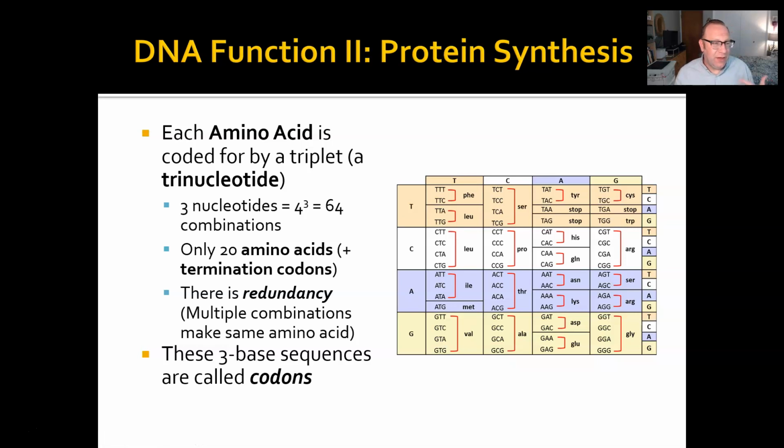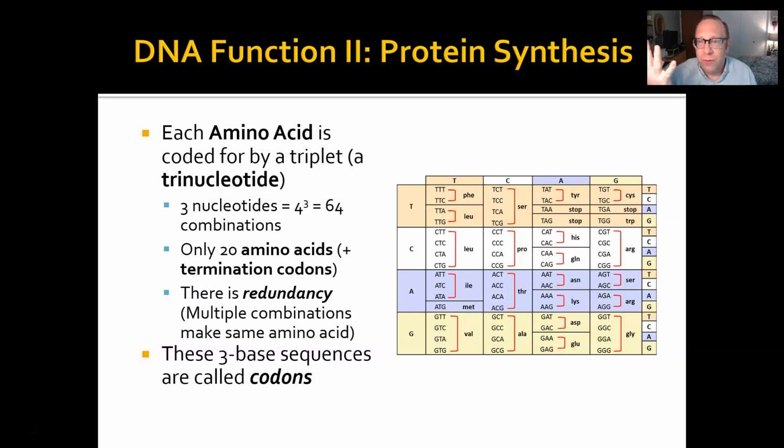Now, as I said, there are 20 different amino acids. Each of those amino acids is coded for by 3-letter sequences in the DNA, plus there's a class of 3-letter sequences called termination codons that simply tell the process to stop. That'll make more sense in a minute.